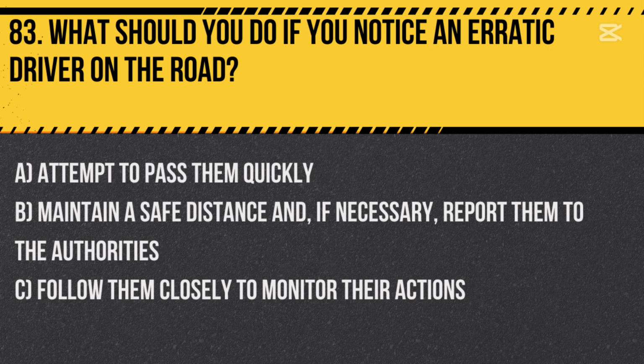Question 83. What should you do if you notice an erratic driver on the road? A. Attempt to pass them quickly. B. Maintain a safe distance and, if necessary, report them to the authorities. C. Follow them closely to monitor their actions. Answer: B. Maintain a safe distance and, if necessary, report them to the authorities. Keeping distance ensures your safety, and reporting can prevent potential accidents.